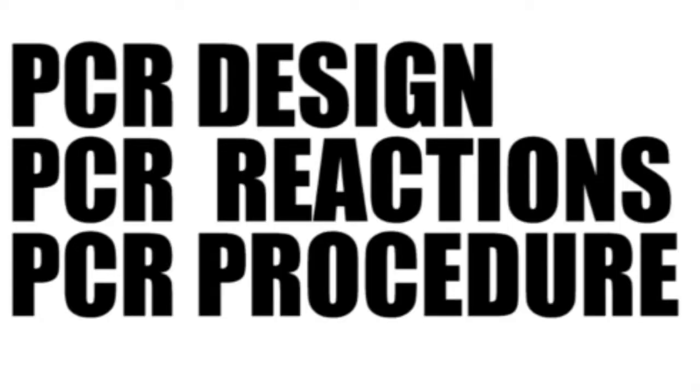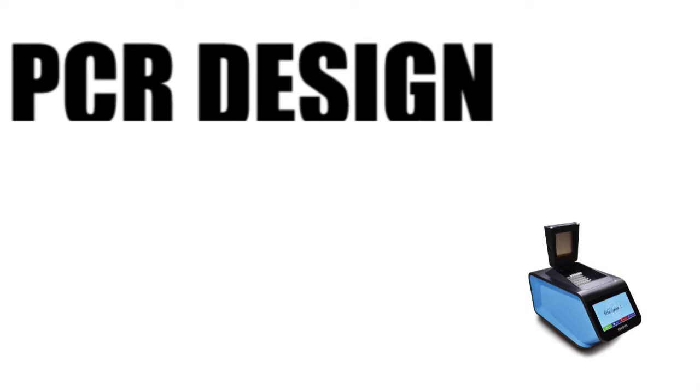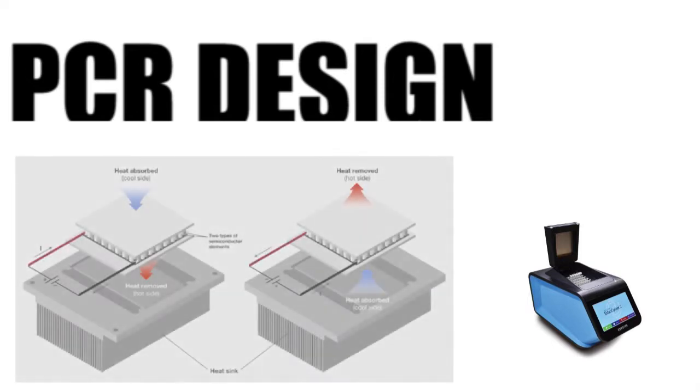Three basic things in PCR: PCR design, reaction in PCR, procedure in PCR. If you know these things, you will know all about PCR. PCR design. PCR is a machine which has just a heat block. Thermal cyclers is a heat block which has the ability to change its temperature instantly.